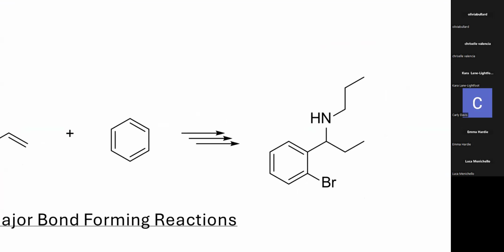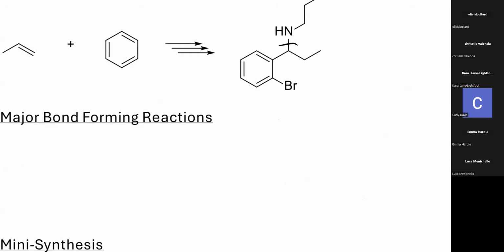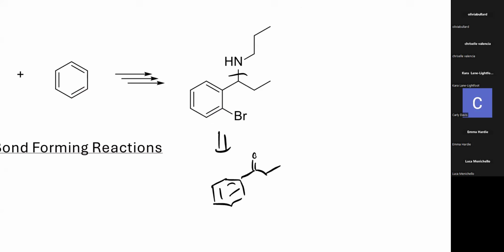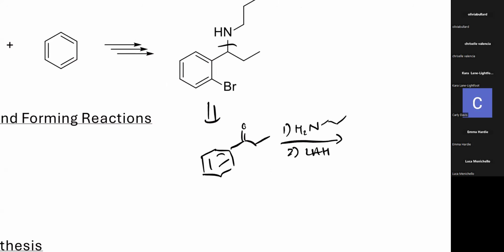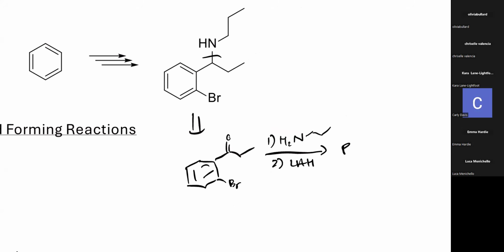Again, this is probably some kind of reductive amination. So I'm going to go back. I'm going to think about this being a reductive amination. So probably something like this. I'll just kind of shorthand this. And that's going to get us to the product. This is the product.